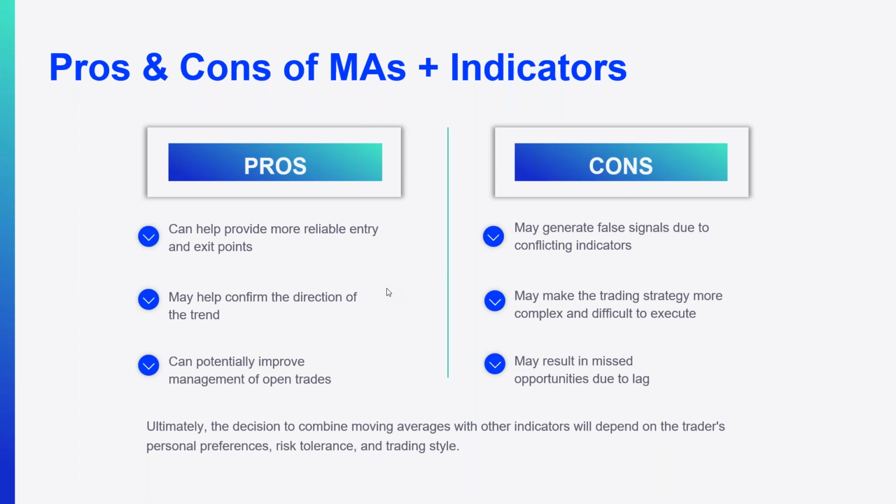Ultimately, the decision to combine moving average with indicators will depend on the trader's personal preferences, risk tolerance, and trading style. I'm not here to show you what you're going to use. This is up to you. I'm here to tell you how I'm using those tools and how I have actually used them to create strategies that work. And from there, you take and use what you want in order to complement your own strategy, or backtest my own strategy and see how it works for you.